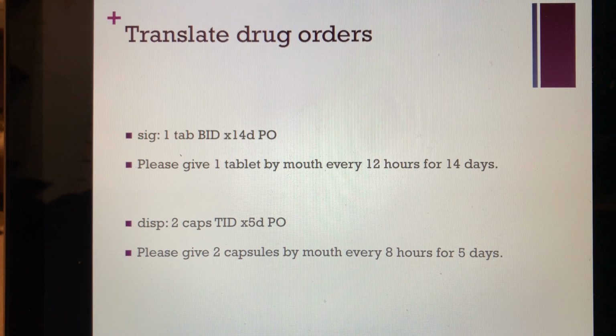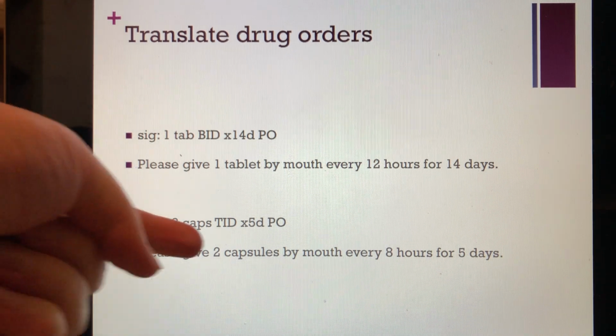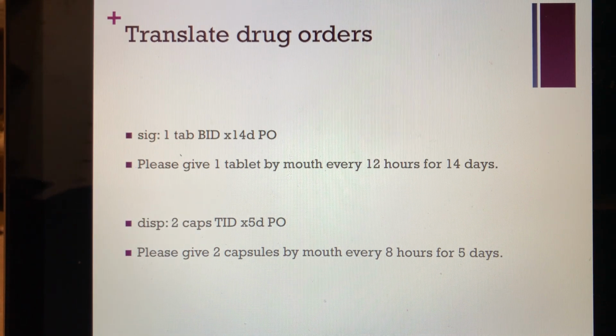So our next example, DISP. Again, that's just indicating in the file that this is a drug that we are dispensing to the client. I don't need you to translate that word onto your drug label. What you are going to translate, though, is the 2 caps TID X5D PO. So let's break this one down. So 2 caps. CAPS is the abbreviation for capsule. That one's nice and easy to remember. So we know now that we're going to be giving 2 capsules.